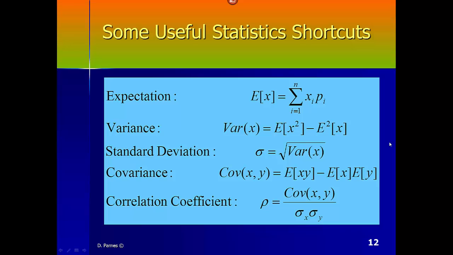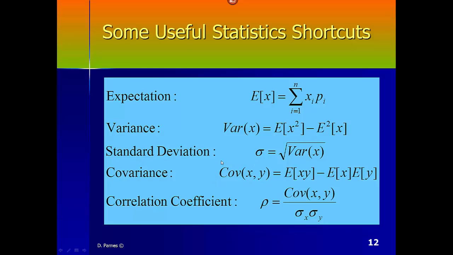Here you have all the shortcuts that I gave you in the first meeting. Here you have it neatly written. The expected return is the sum of the probabilities times the returns or the values. Variance is expected value of returns squared minus expected value of returns, squared. Standard deviation is simply the square root of the variance.